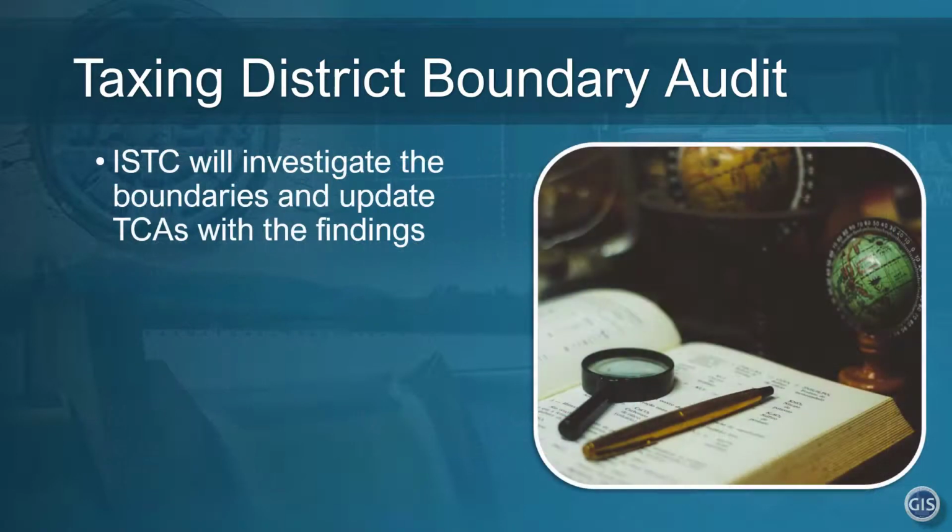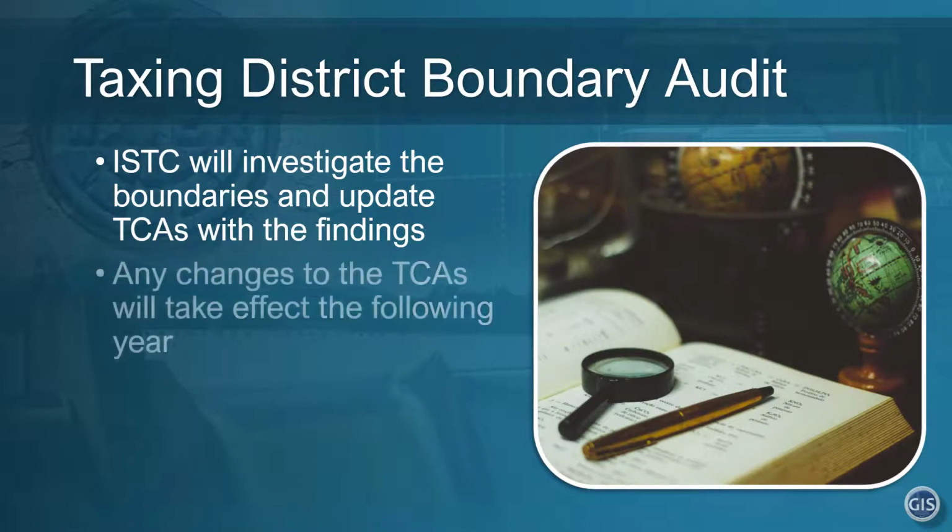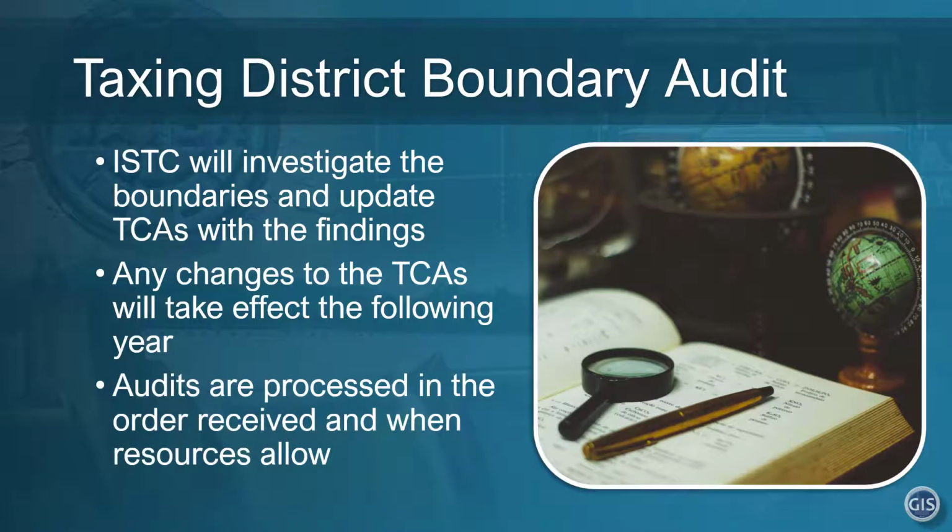The Idaho State Tax Commission will investigate the boundaries and update the tax code areas with any findings. Be aware that any changes to the tax code areas will take effect the following year. When we process audits, they are processed in the order received and when resources allow.